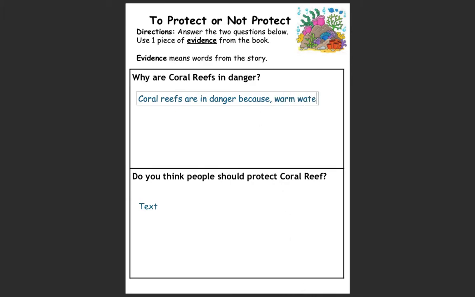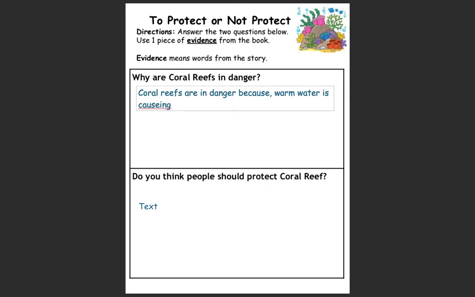Warm water is causing coral reefs to lose algae. All right, now my piece of evidence is put into my answer, so I am good to go on that sentence. Or I should say that question. If you'd like to add more evidence, by all means, go for it. That is going to make your answer even better.